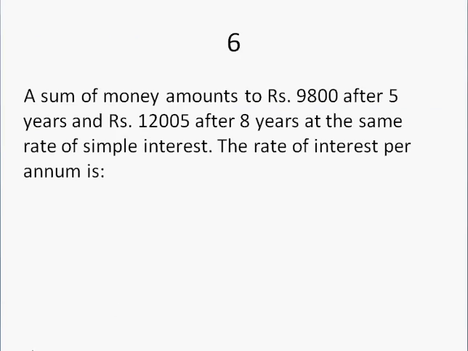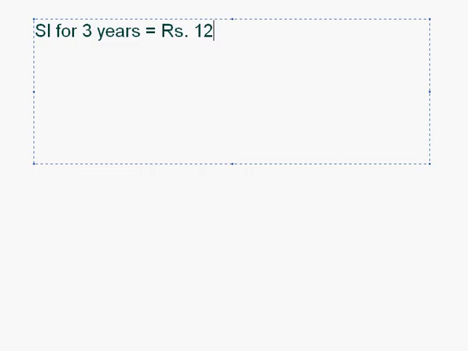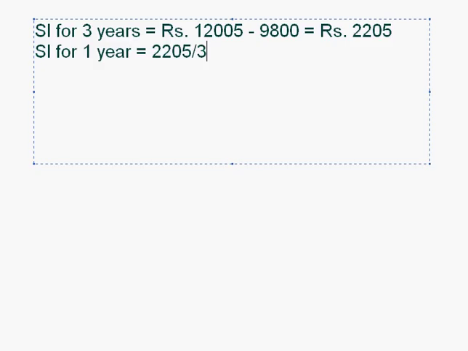So what to write first here is simple interest for 3 years is equal to simple interest for 8 years minus simple interest for 5 years, right? So it will be 12,005 minus 9800, right? So it will be rupees 2,205. Okay, now we got the simple interest for 3 years. What will be the simple interest for 1 year? For 1 year it will be 2205 divided by 3, right?